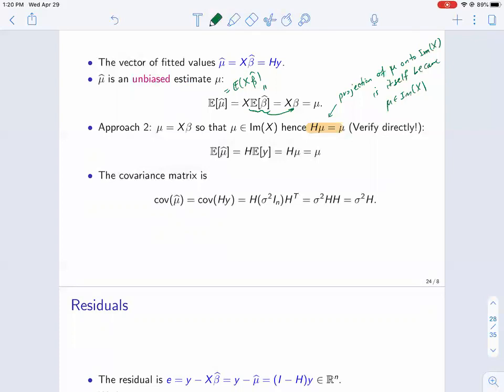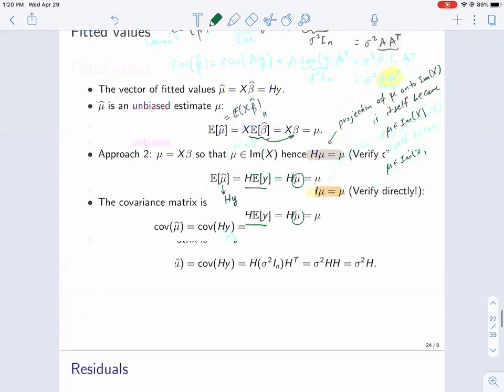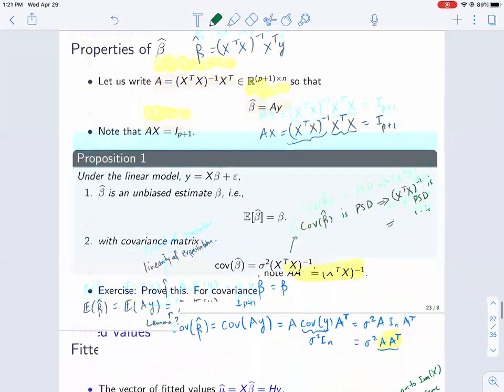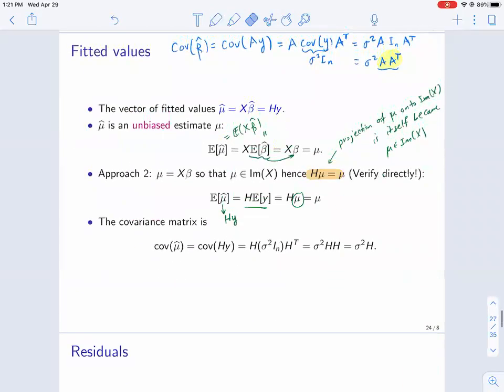So if that's the case, then what I would get is that I plug in mu hat here, so I get Hy, and then I pull out H, I get this. I know the expectation of Y is mu. This is again from these properties. The expectation of Y is mu. So what I would get here is H mu, and then H mu is equal to mu. So that's what I just mentioned. So that's another way of doing it. Okay.